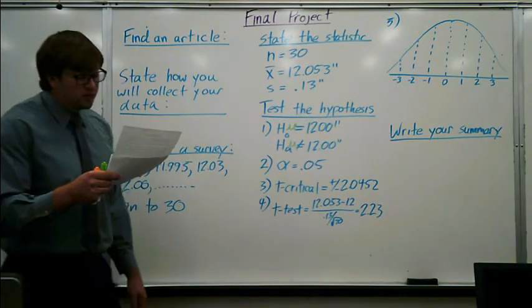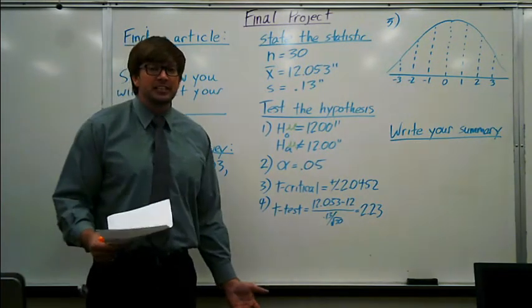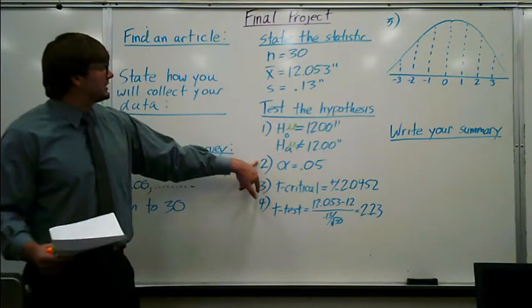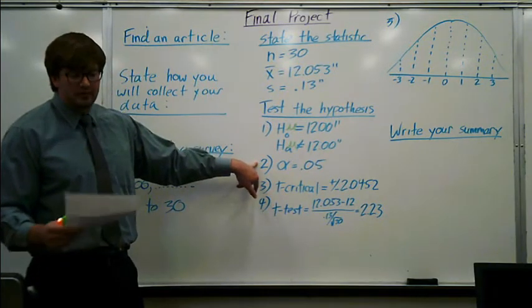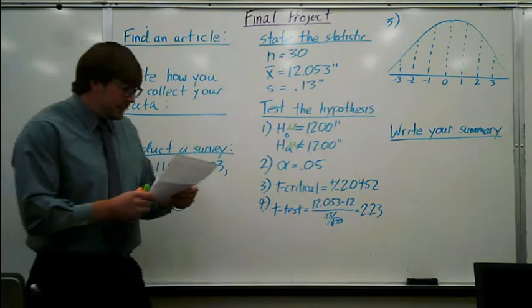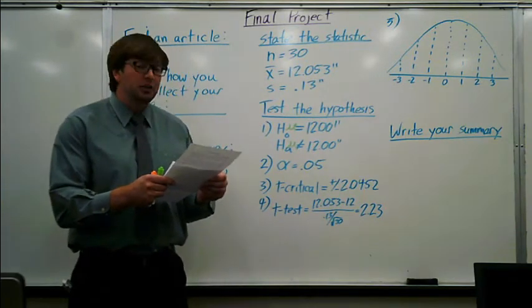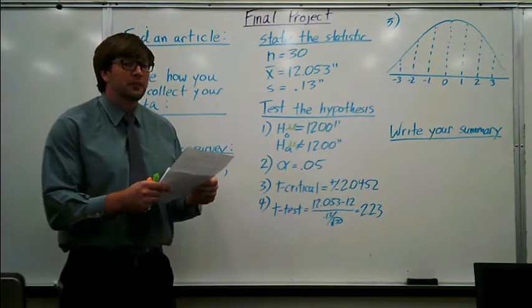Step number 2 for hypothesis testing is just to identify significance level. We're told to test this at the 5% significance level. Step number 3, calculate your critical value and identify your rejection region.